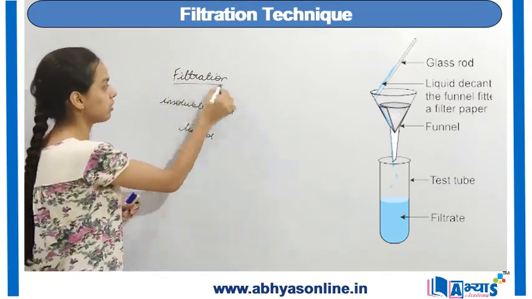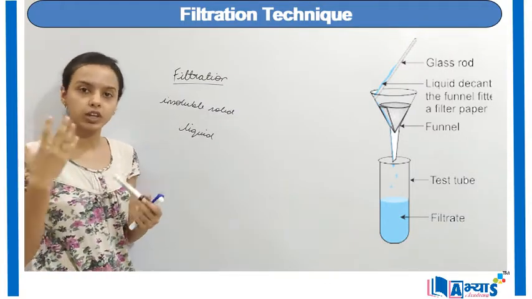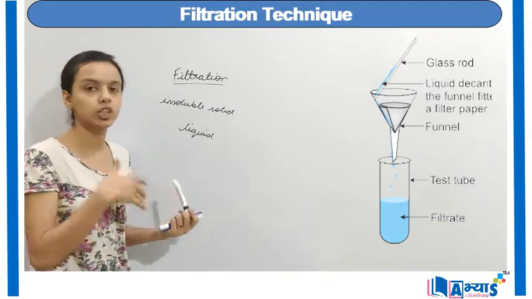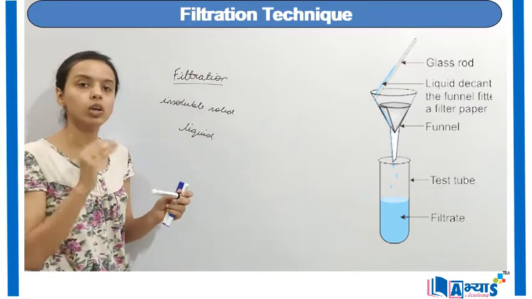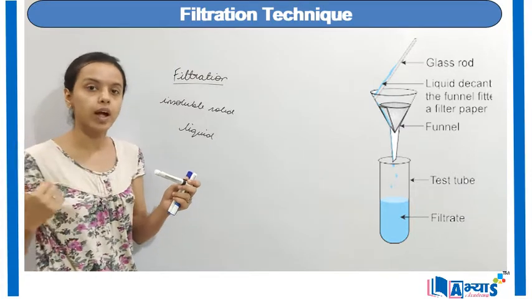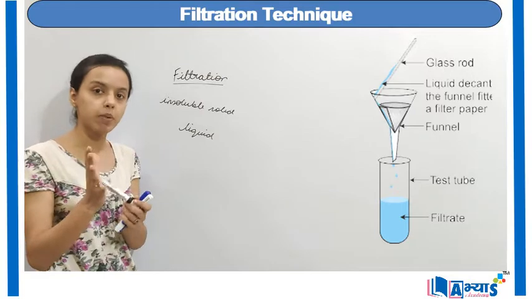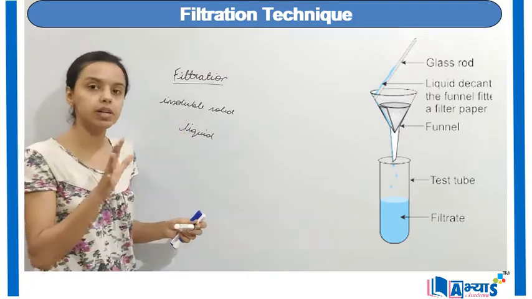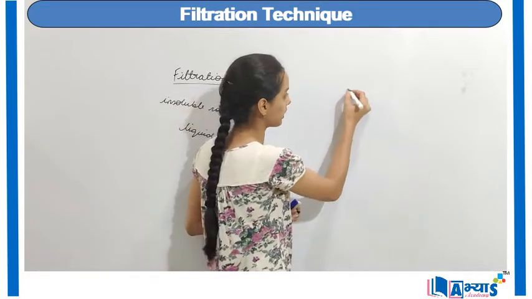As the name says, it is done with the help of a filter. This filter is actually a filter paper which has very small holes in it. These small holes allow the liquid particles to flow to the bottom of that filter paper, and the heavier particles, which are actually the insoluble solid, will remain at the top. So it is something like this.